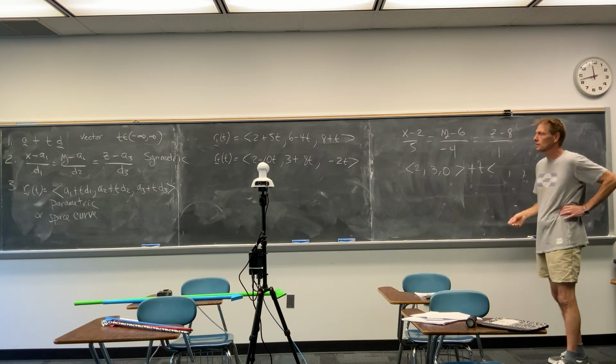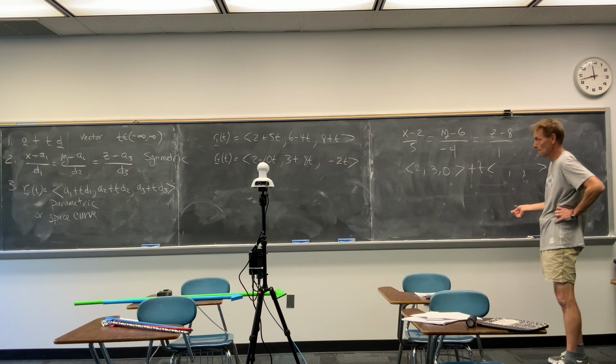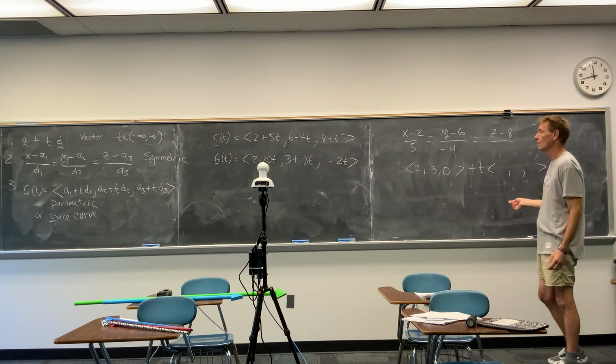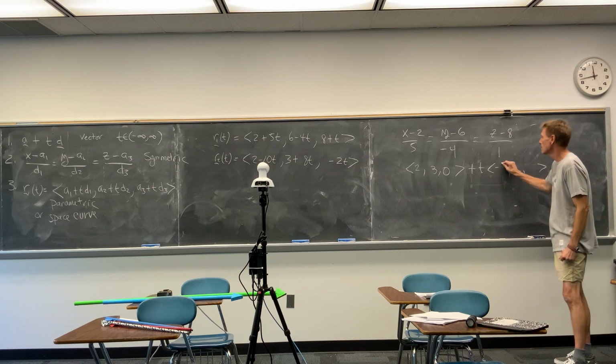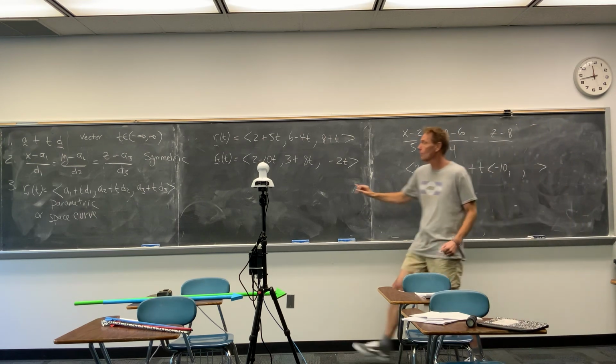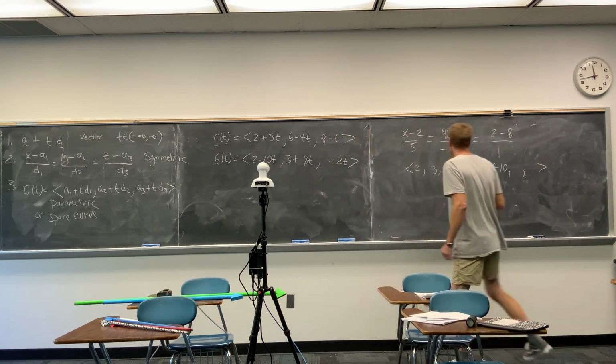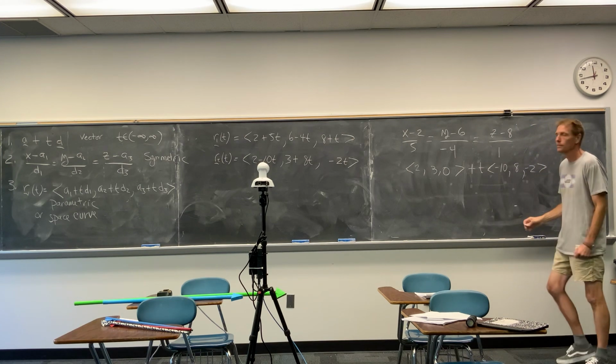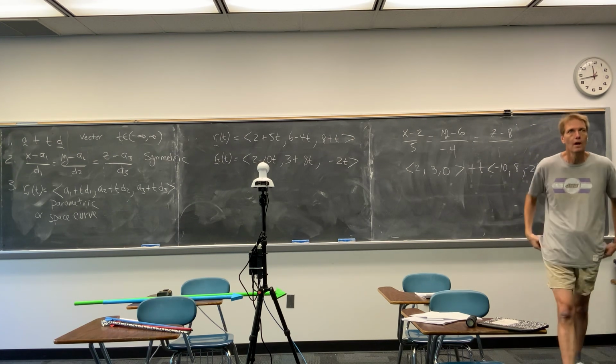And what's your direction vector, guys? What's the direction vector for the second line? Negative 10, 8, negative 2. Negative 10, the thing multiplying the t.